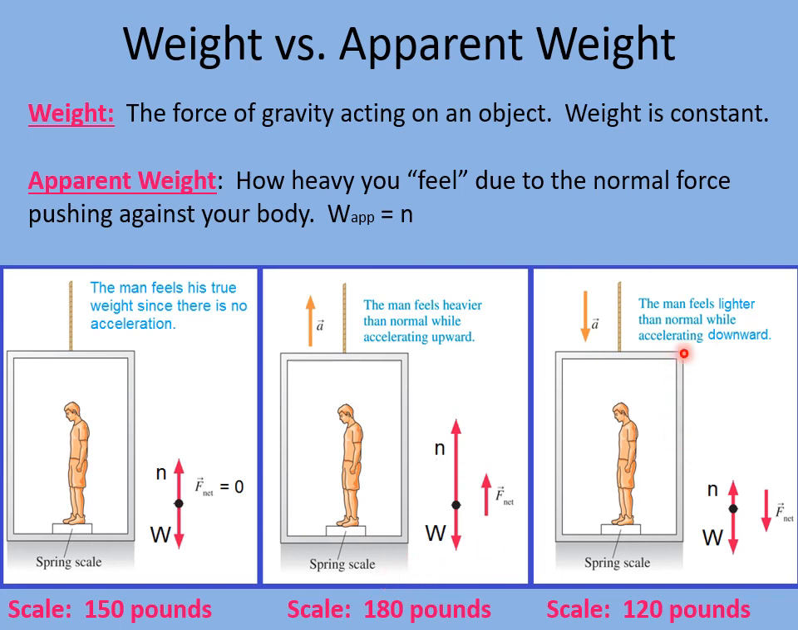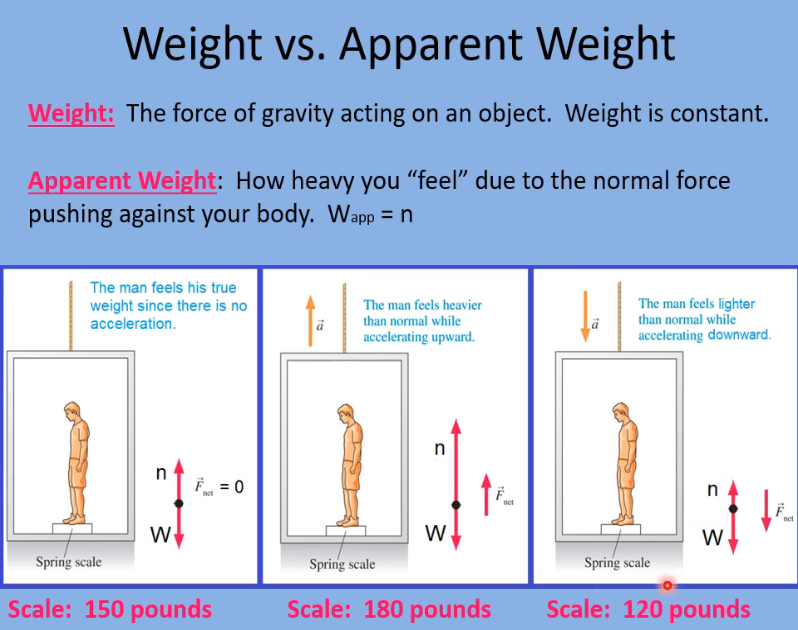Now, the opposite happens when the elevator is accelerating downward. So imagine you're at the top floor of a building and you press the button for the first floor, so the elevator starts accelerating downward. Now, in order for you to accelerate downward with the elevator, there must be a net force pointing downward. That's only possible if the normal force is smaller than your weight. Again, remember, your true weight does not change. It's equal to mg, but the normal force does change. So in this case, your normal force is actually less than your weight.